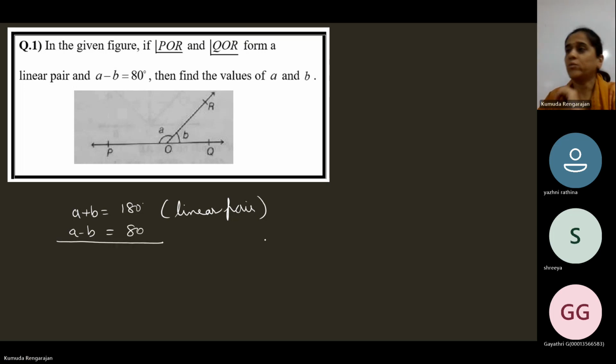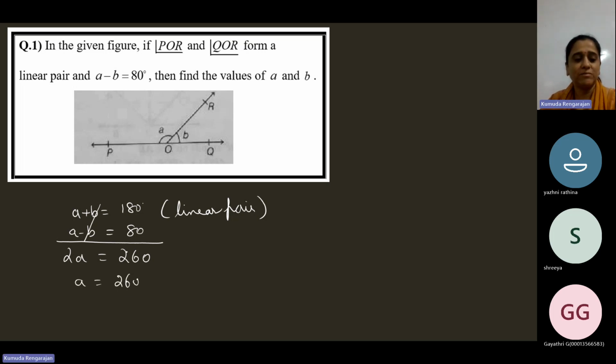Now, when you have two equations, you can add, subtract, multiply, or divide them. So now we'll add the two equations. I've written the equations one below the other. Plus B minus B gets cancelled, right? What is A plus A? 2A is equal to 180 plus 80, 260. So A is equal to 260 divided by 2. A is equal to 130.